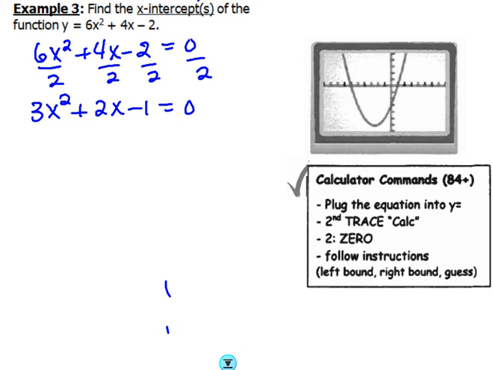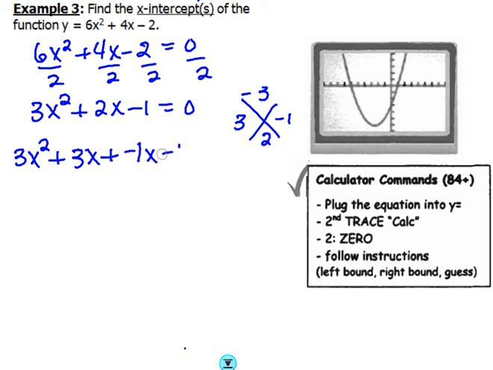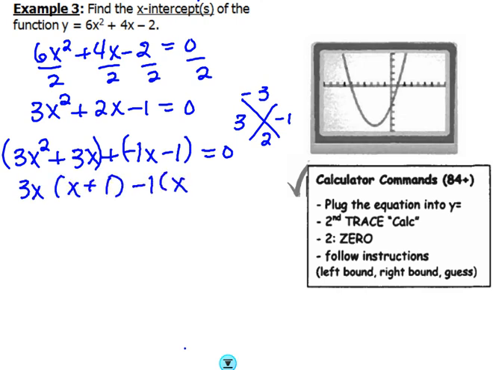Alright, now we're going to factor. So what multiplies to give me negative 3 but has a difference of 2? What, 3 and negative 1? Rewrite. Group. Pull out a negative 1. So my common factor is x plus 1, leaving me with 3x minus 1.